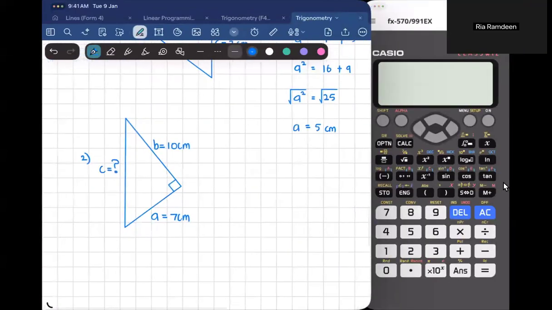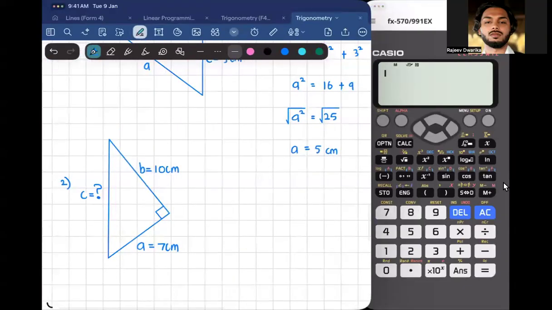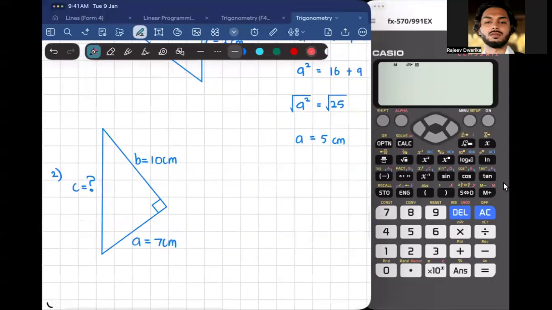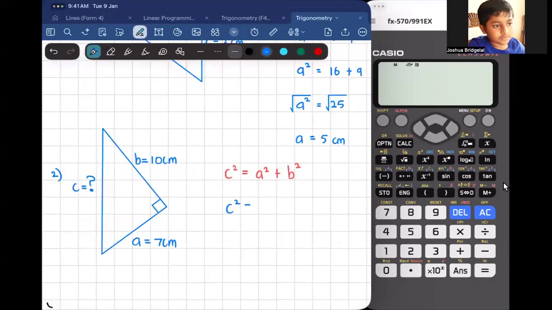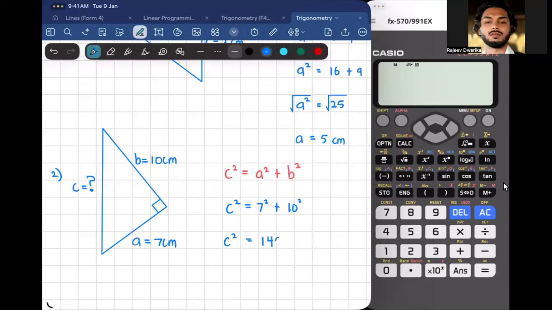All right, so Joshua, if this is our triangle, tell me what Pythagoras theorem would look like for it. Would it be c squared equals a squared plus b squared? Yep. And what's next? c squared equals 7 squared plus 10 squared, and c squared equals 49 plus 100. And the square root of c squared equals the square root of 149. And then c equals 12.20 centimeters. That sounds about right. Excellent job. You remember when this stuff used to give you trouble? Now you're mashing it up.